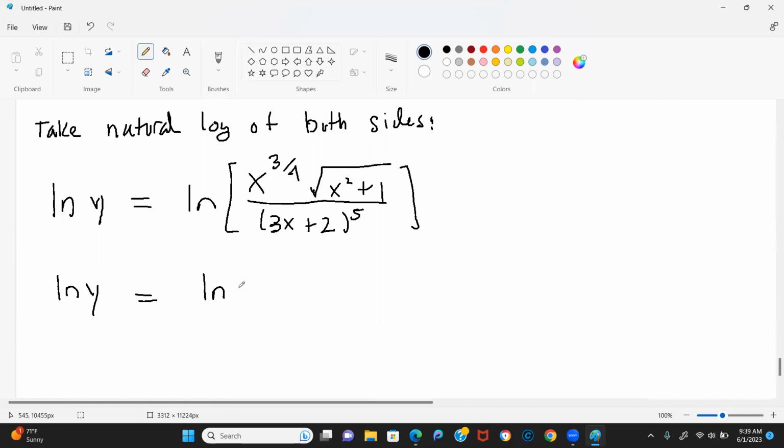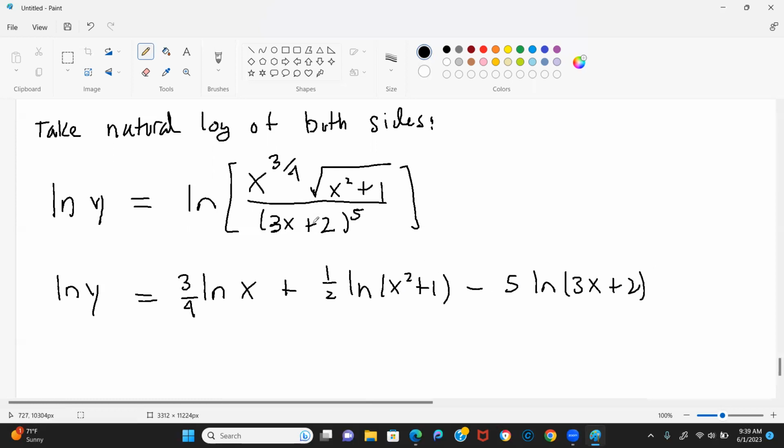And so when you go through the whole process of using the laws of logarithms to expand the right hand side, what you're going to end up with is 3/4 ln x plus 1/2 natural log of x squared plus 1 minus 5 times natural log of 3x plus 2. If you don't see that, pause the video and try to see why this thing right here is equal to this right hand side right here.